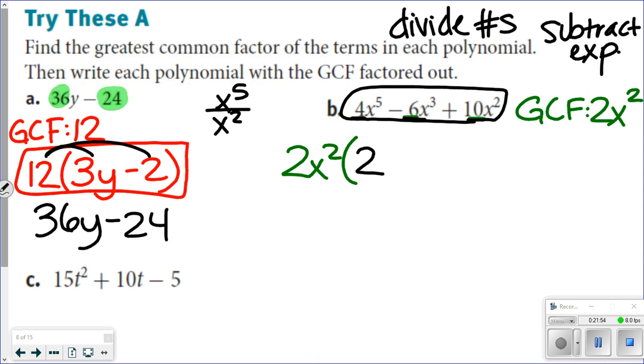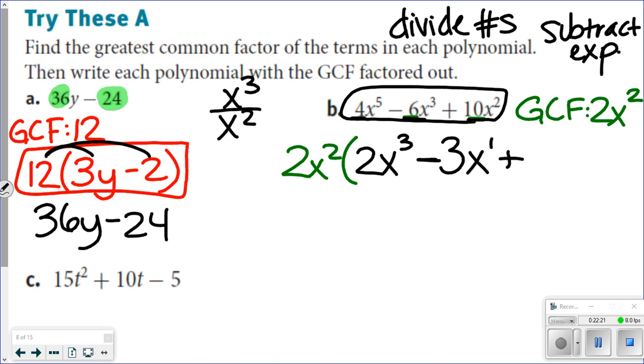So 5 minus 2 is 3, so it would be x cubed. Put your minus sign in there. 6 divided by 2 is 3. And this time we have an x cubed, and we're taking away an x squared, so subtract it. 3 minus 2 is 1. You can put the 1 there, you don't have to. And I have an addition sign. Divide my numbers, so 10 divided by 2 is 5. And then if I subtract 2 minus 2, we get 0, so it's gone. I'm pulling out that entire x squared.